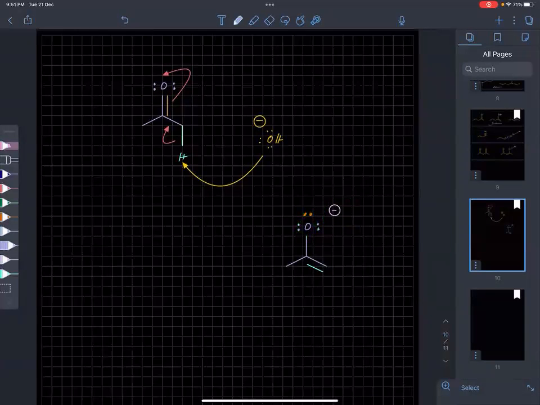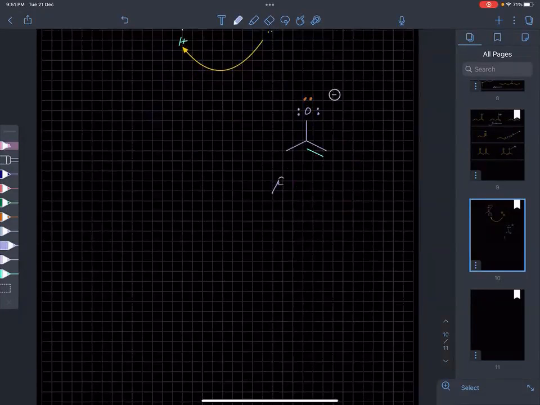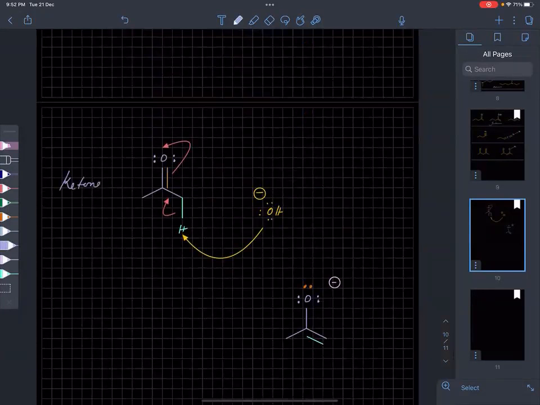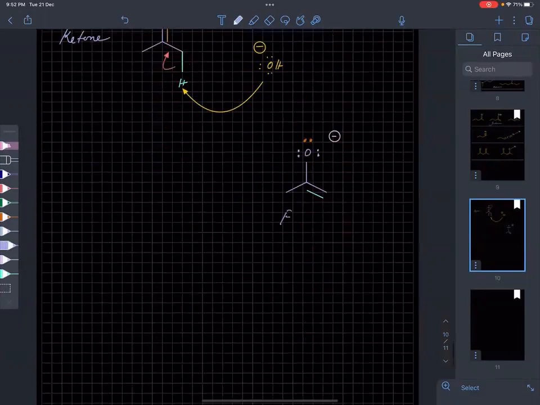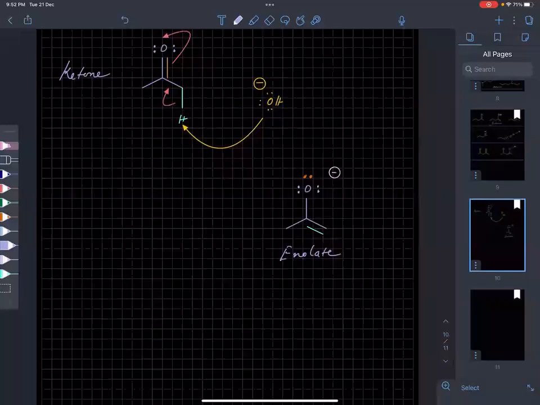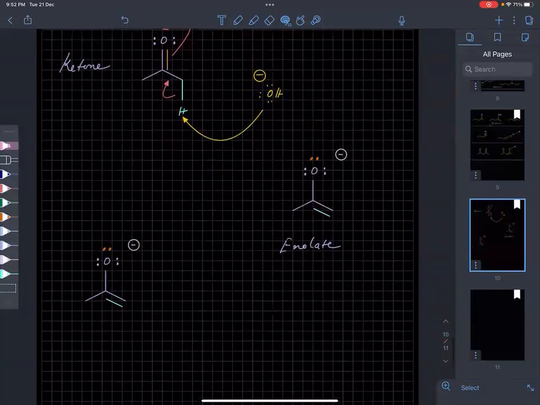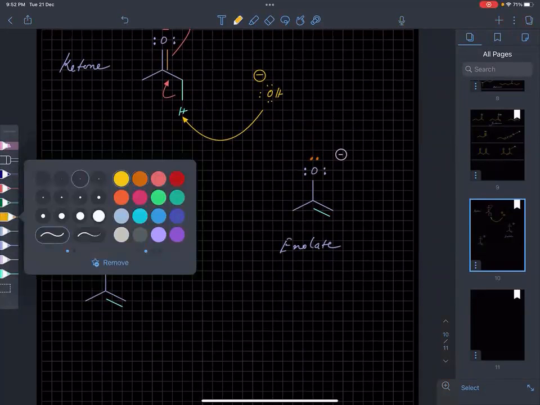Now this is called an enolate. What was this? This was a ketone. And what is this? Enolate. Now what will the enolate do? Will it just sit like that? It will not sit. And what will happen to this OH minus? What will OH minus become after this?